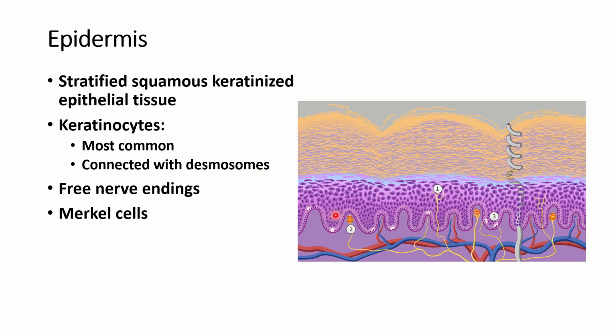Some nerve endings are there. So one is the free nerve endings. These free nerve endings can be for pain and temperature, and also they can be for touch. And you have another type of nerve ending that's called the Merkel cells, like this one. So this is connected to some nerves, and that's again for light touch and pressure.